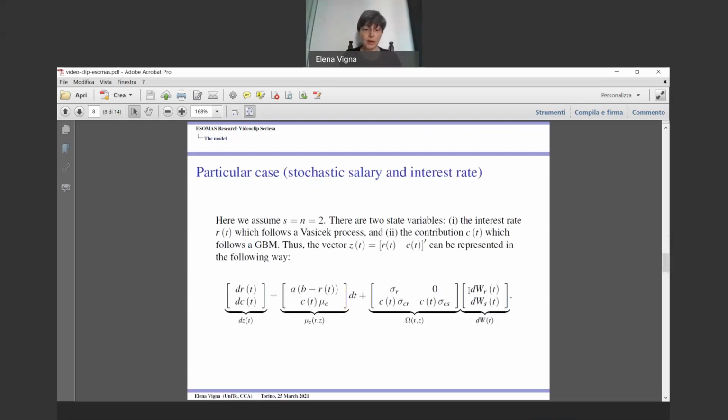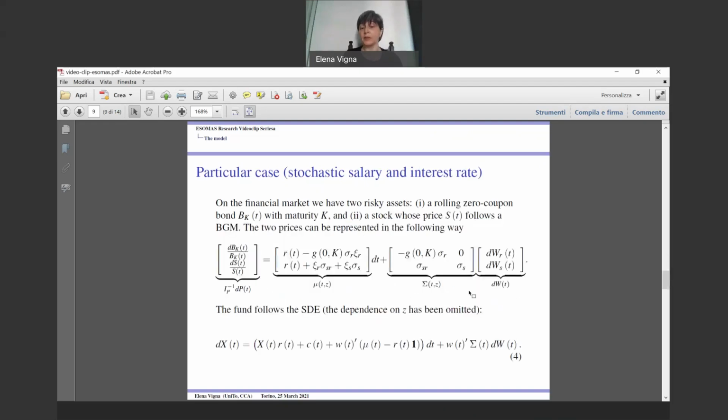In a more specific case, you can have, for instance, two state variables, which are stochastic interest rate R and stochastic contribution rate. The contribution rate is typically stochastic because it is a percentage of the salary, and the salary is stochastic. And in this case, the wealth grows according to the stochastic differential equation number 4, where the control variable is WT, again, a vector that reports the quantity invested in the risky asset.